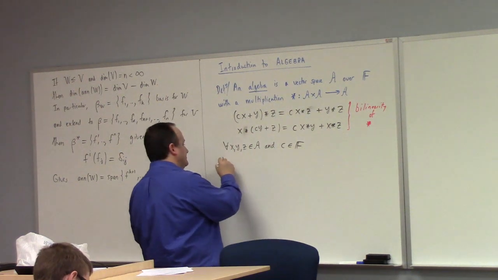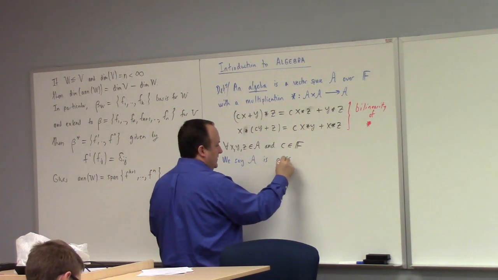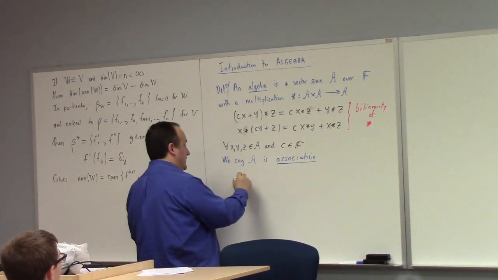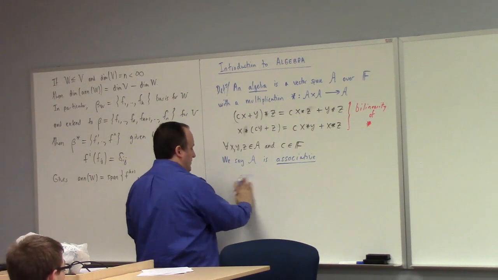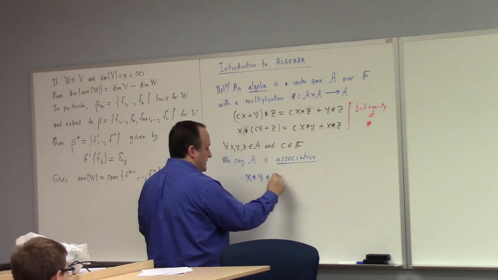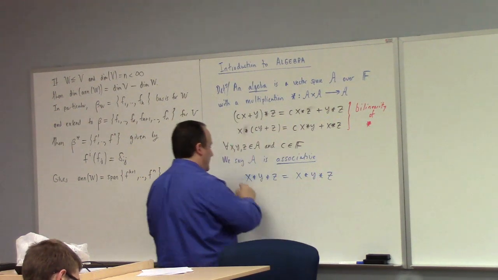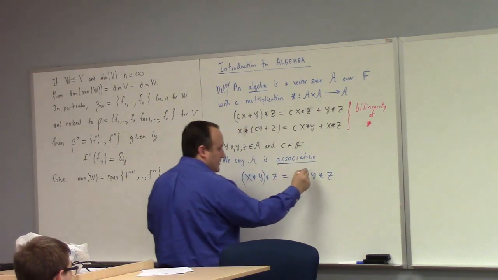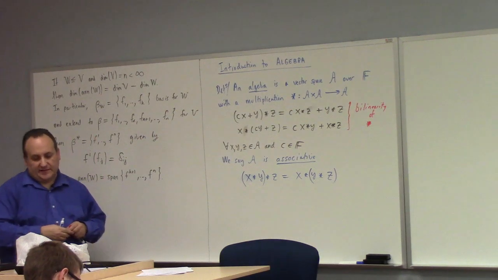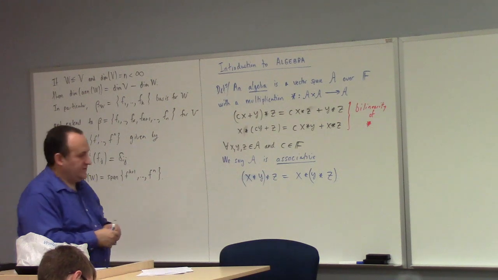We say A is associative if you have x, goodness gracious, x times y times z makes sense. So I can either multiply x, y first, and then z, or I can multiply y, z first, and then x, like that. It's associative, if that's the case. And it's unital.